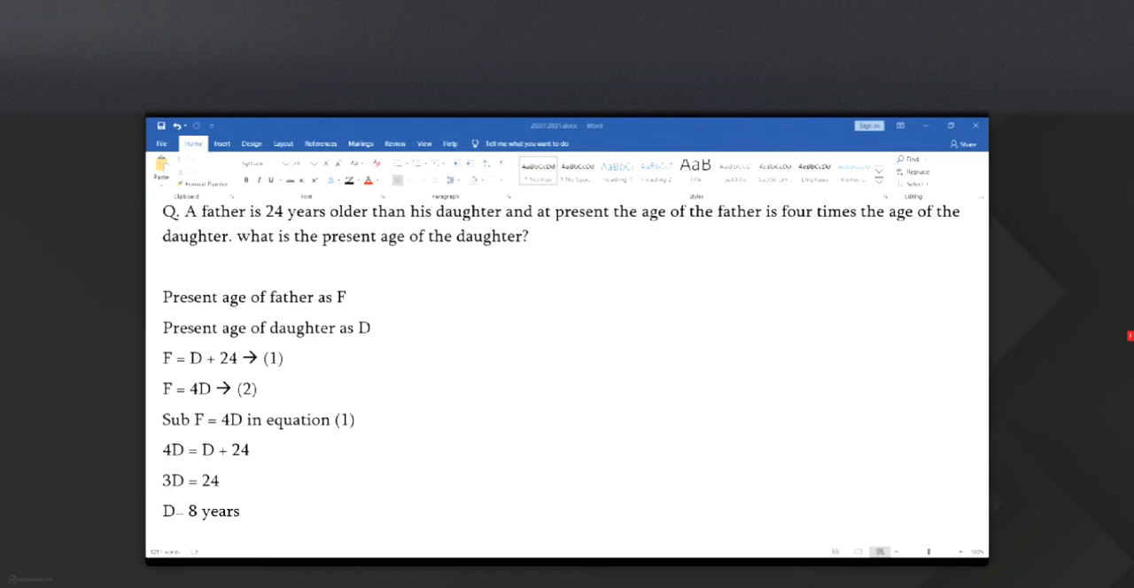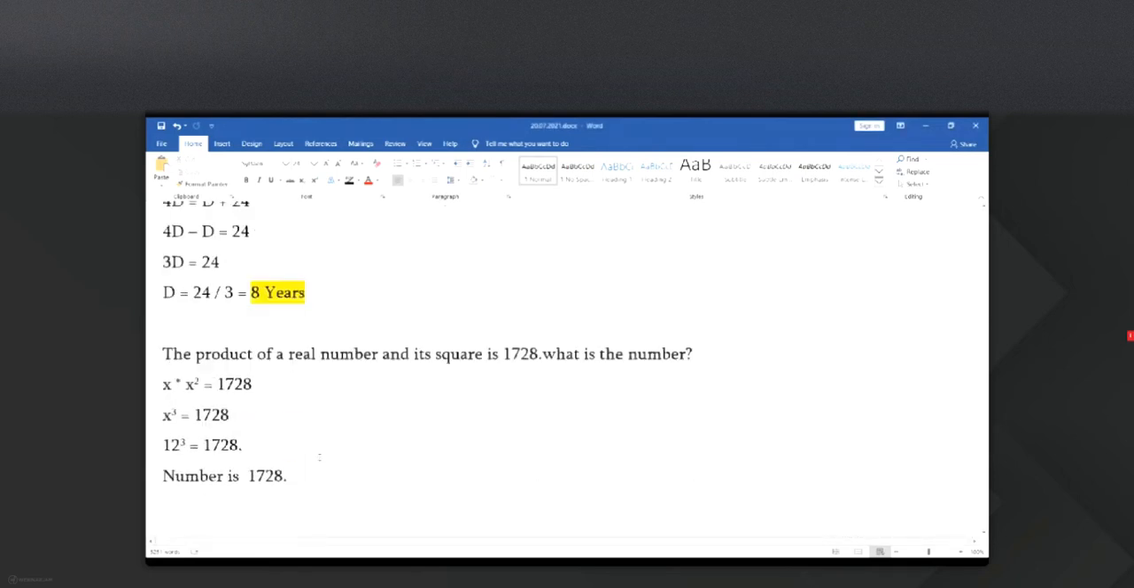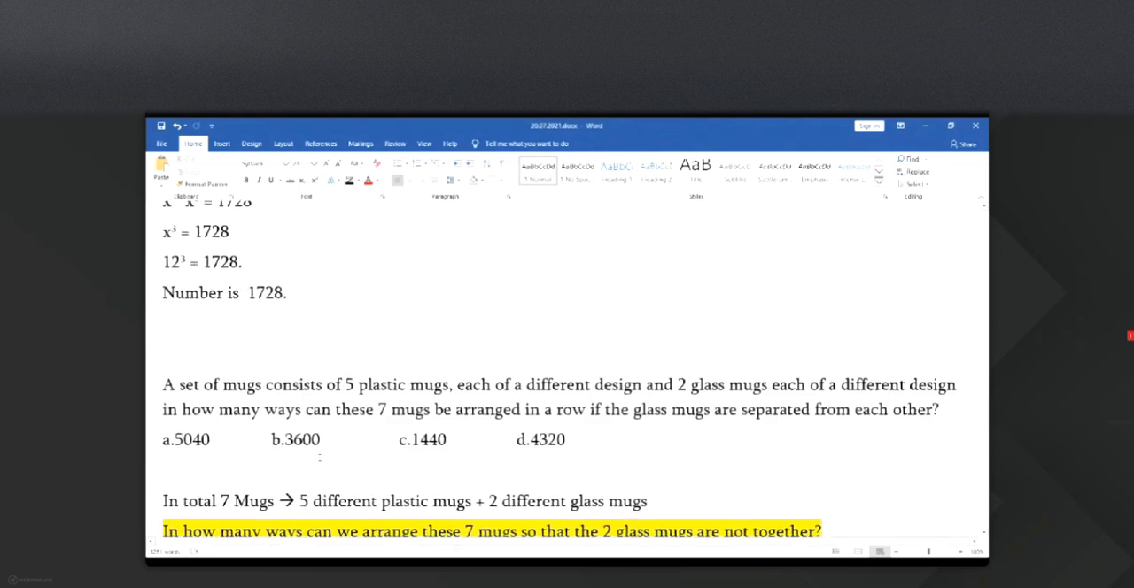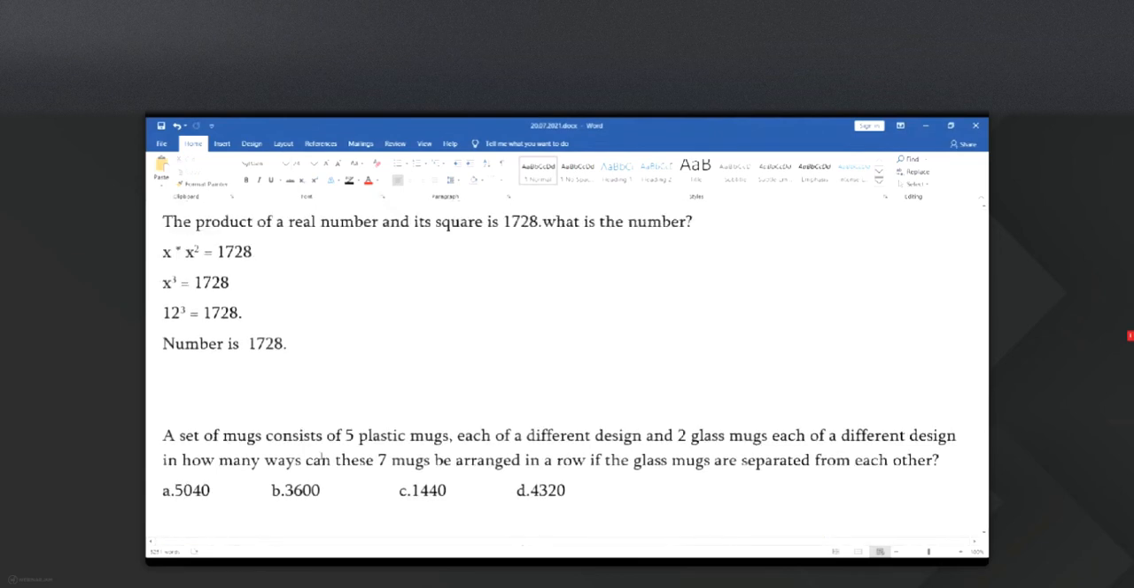Okay. So the next question is going to be, so let's try this question.